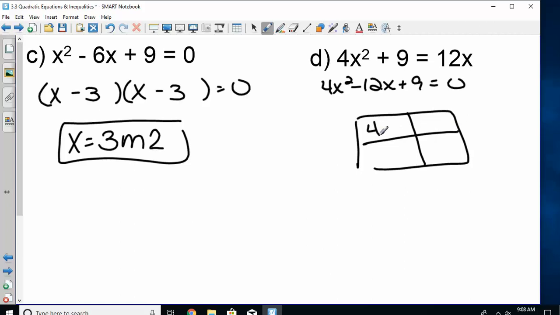So we put 4x squared, plus 9. Those multiply to a positive 36, and I need things to add to a negative 12. What did you say the numbers were?